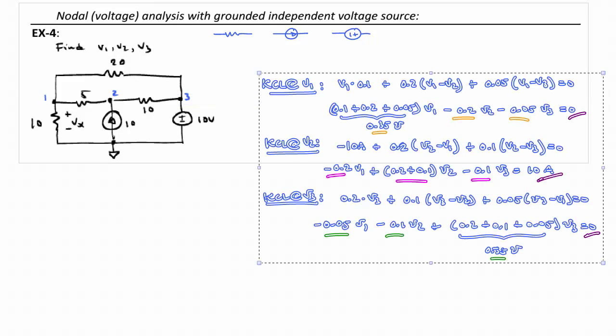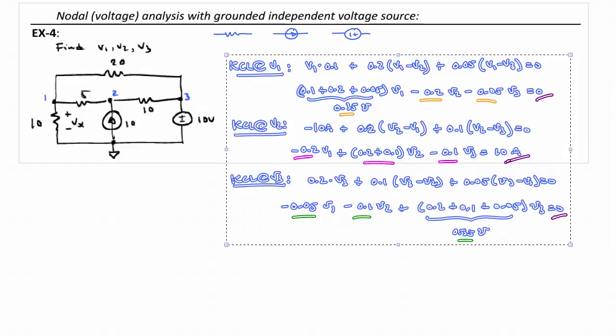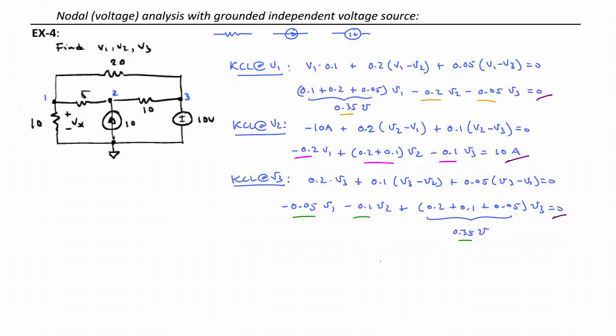Here are the KCL equations from that example 1B. And now let's go through and get rid of or modify things as necessary. So walking through, let's go through node 1 first. This first equation will not change in any way.